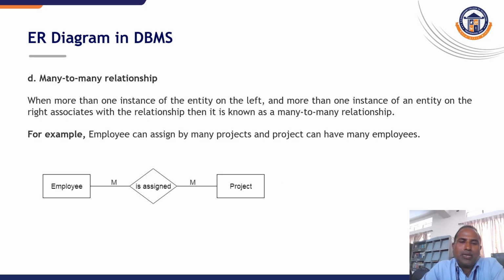Then many to many relationship. Many students can do many projects, or many employees assigned to many projects. We can say this example for many to many relationship. When more than one instance of the entity on the left and more than one instance of an entity on the right associates with the relationship, then it is known as many to many relationship.